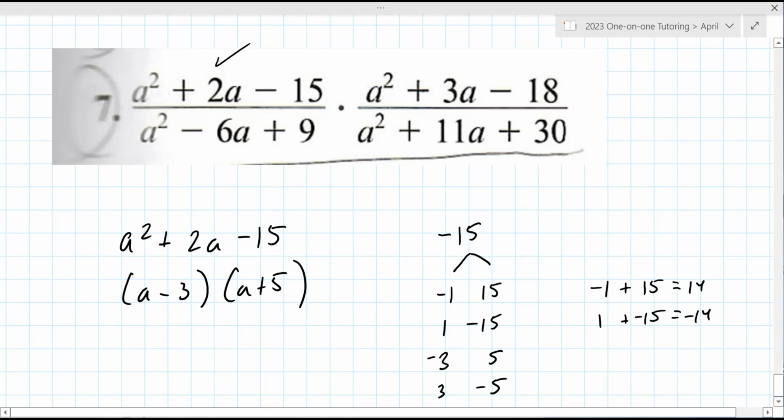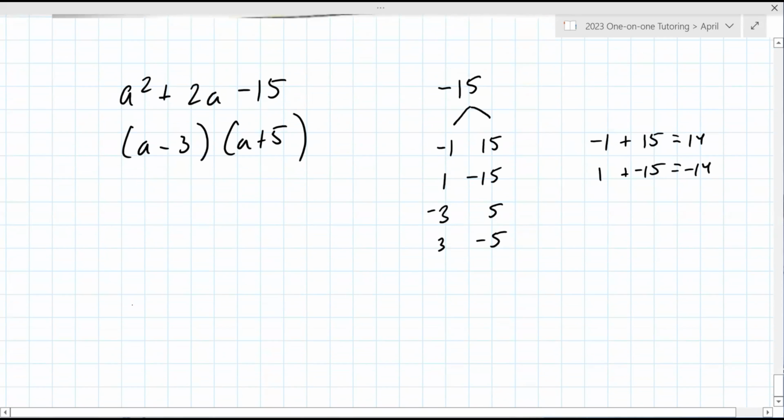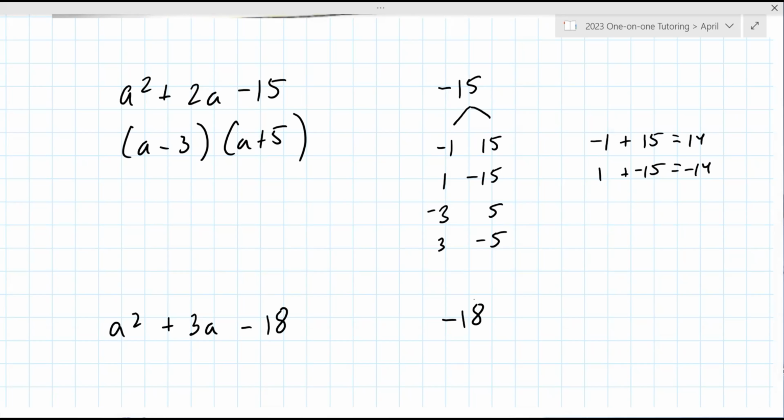I'm going to have you try the second one here. I'm going to leave this up so you can see it. a squared plus 3a minus 18. I want you to tell me the two numbers that multiply to negative 18, but now add to positive 3. One positive and one negative. 6 and negative 3. Good.